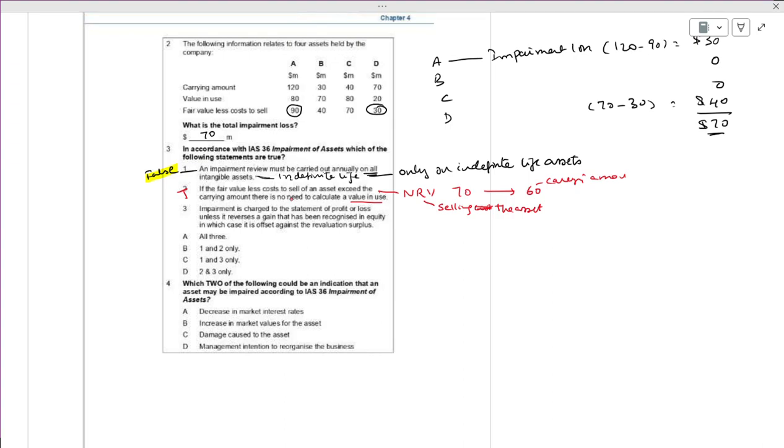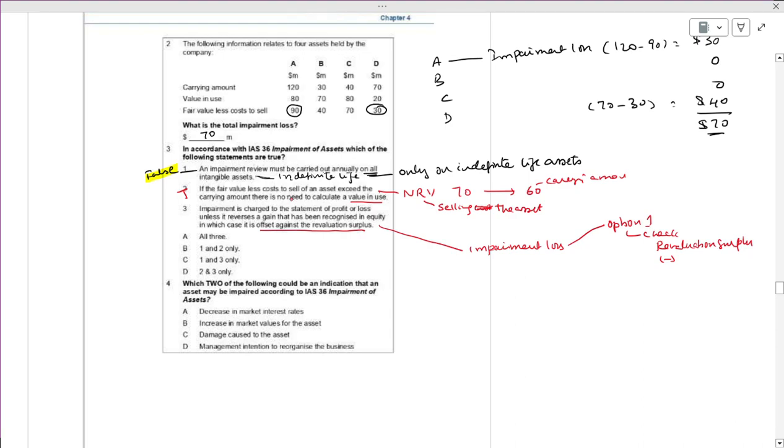Impairment is charged to the statement of profit or loss unless it reverses a gain that has been recognized in equity, in which case it is offset against the revaluation surplus. Now you see, we have covered this in detail. If there is an impairment loss, what is option one? We will check if there is any revaluation surplus, and from that revaluation surplus we will deduct.